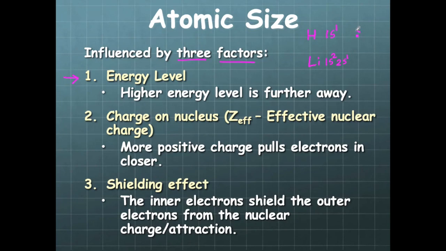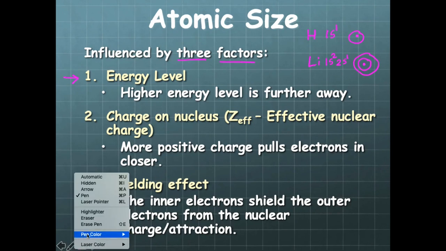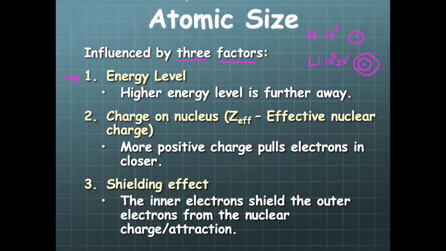If we were to draw the Bohr diagram, this is how we'd draw it. That's the nucleus, this is the first energy level. And for lithium, that's the nucleus, this is the first energy level, and then we have the second energy level. Now let's draw the electrons. Hydrogen has 1 electron, and lithium has 3 electrons: 2 electrons in the first energy level, and the third electron in the second energy level.